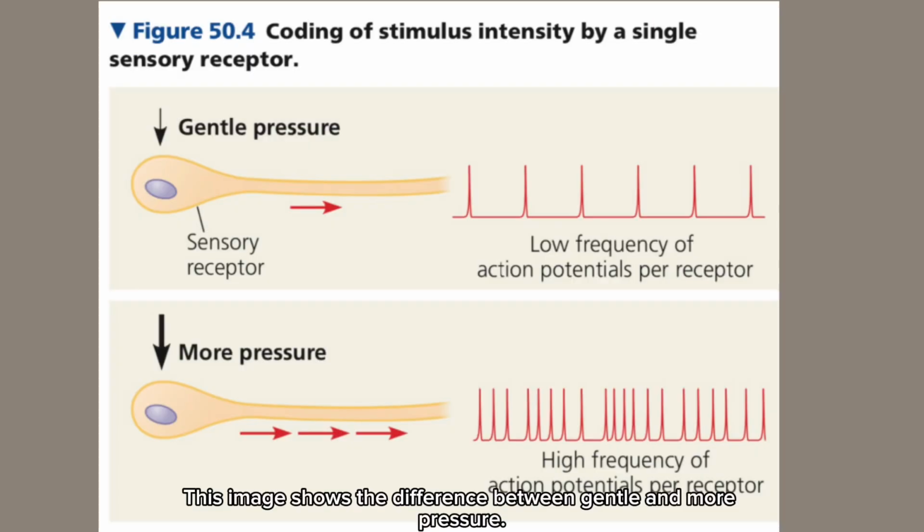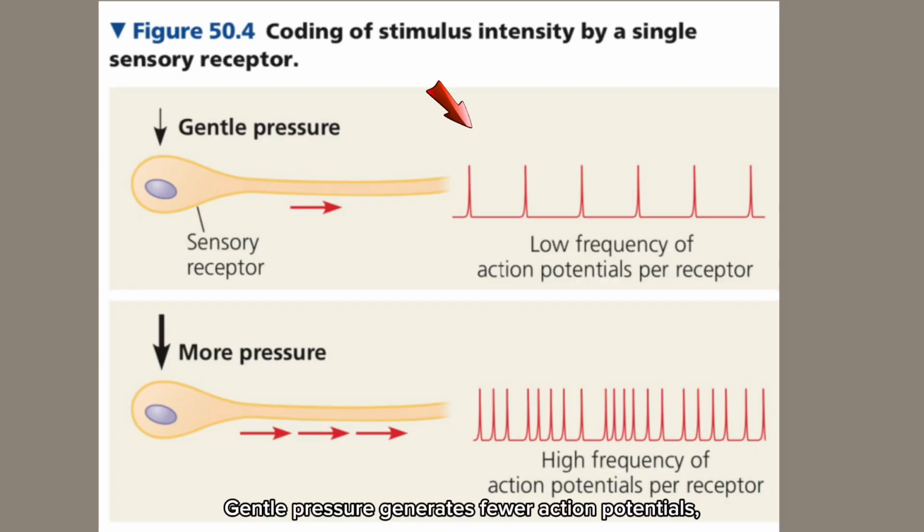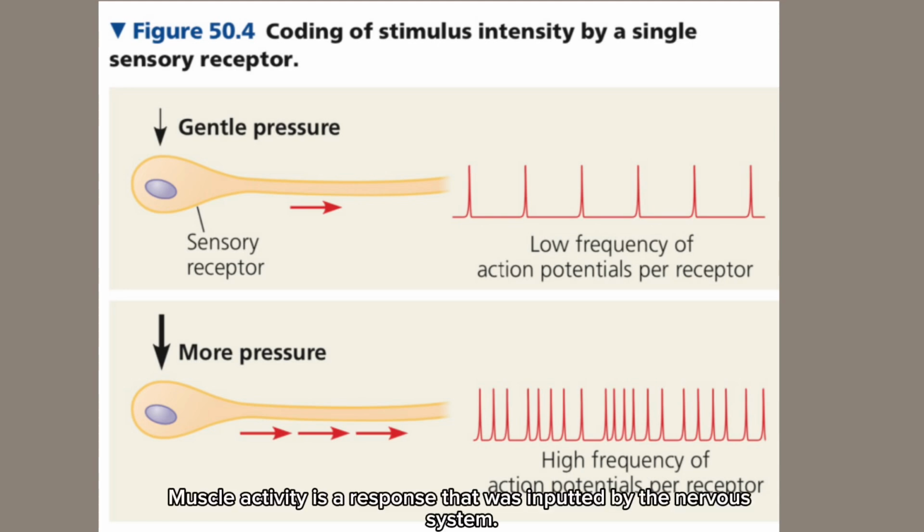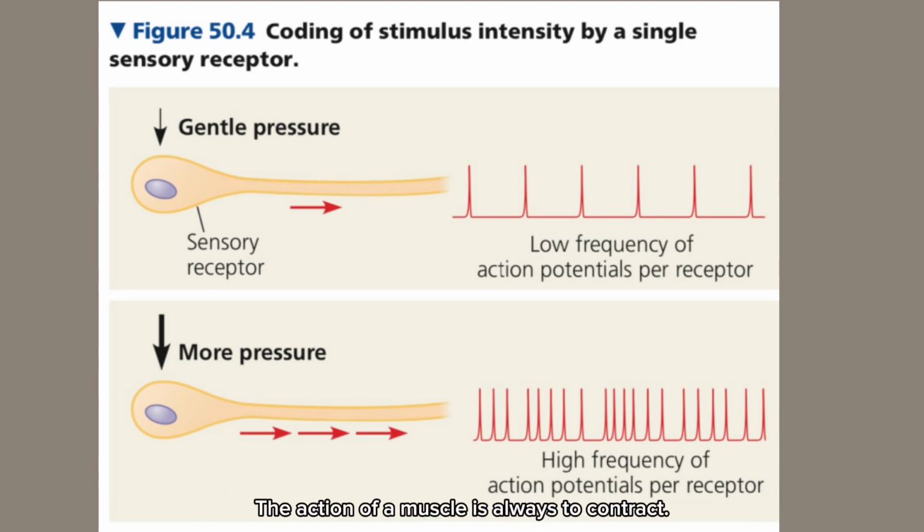This image shows the difference between gentle and more pressure. Gentle pressure generates fewer action potentials, while more pressure leads to more frequent action potentials, activating more receptors based on the intensity. Muscle activity is a response that was inputted by the nervous system. The action of a muscle is always to contract.